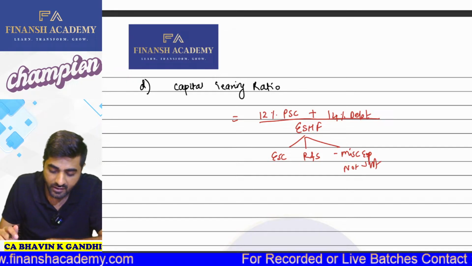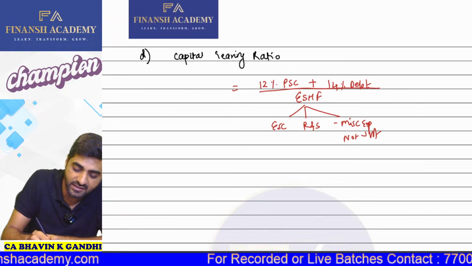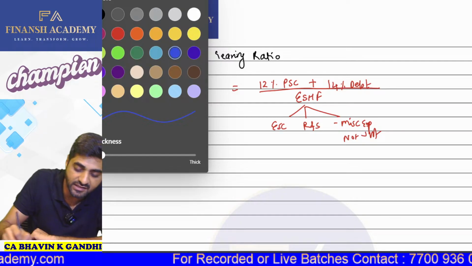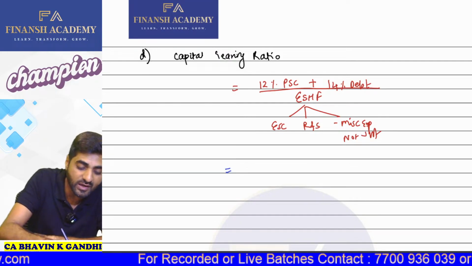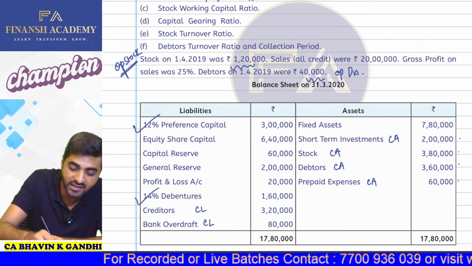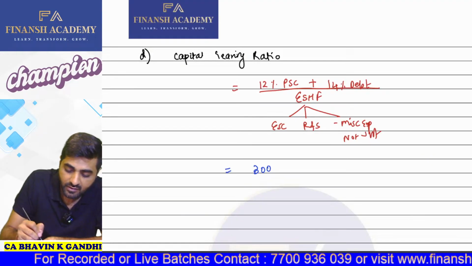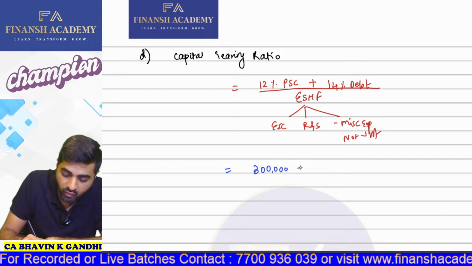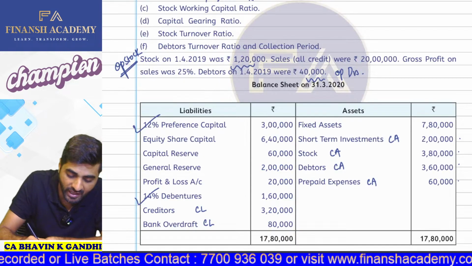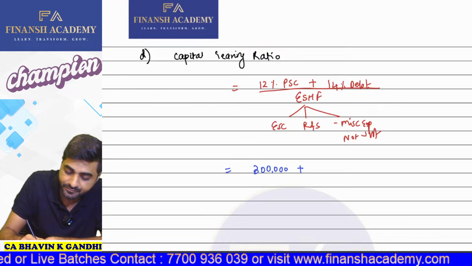Okay. So what is your preference share capital? So let's now figure this out. Your 12% preference share capital. What is the amount? 3 lakhs. Okay, no problem. Then what is your 14% debentures? So as you all can check, it's 1 lakh 60.